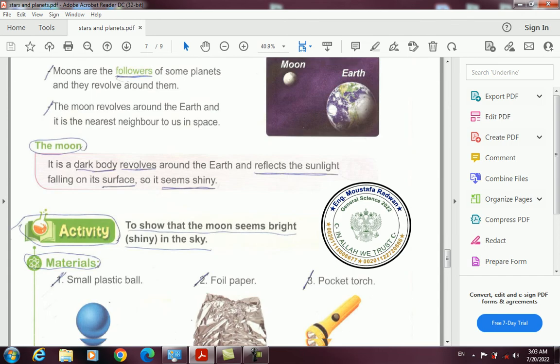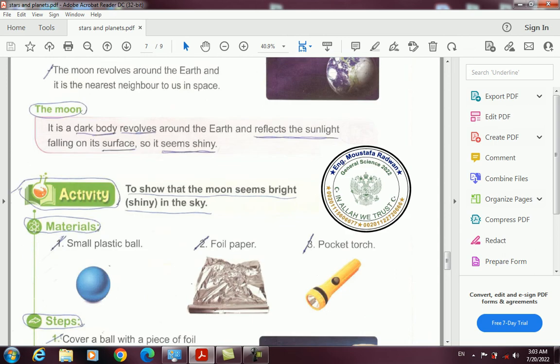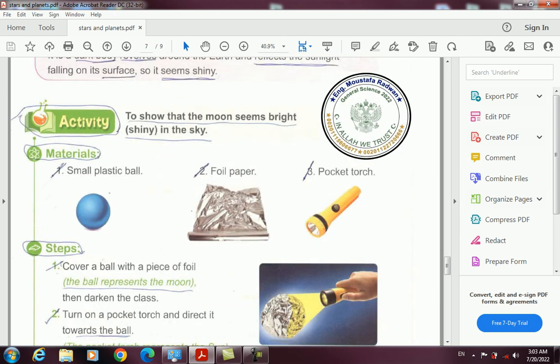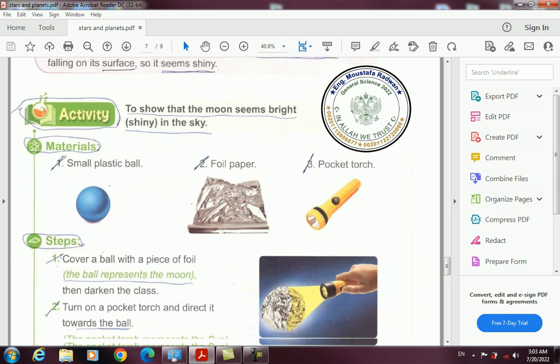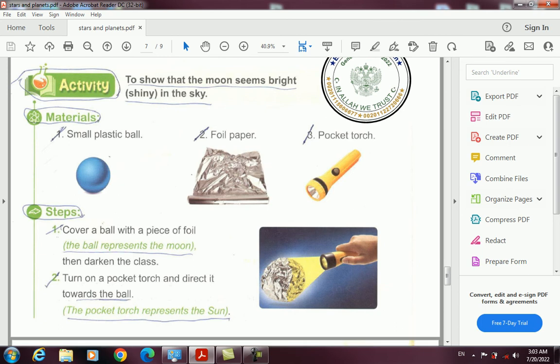Now, can we do an activity to show that the moon seems bright and shiny in the sky? Yes, we can. You can even do this activity in your home. The materials that you'll need: number 1, a small plastic ball; number 2, foil paper; number 3, a pocket torch.